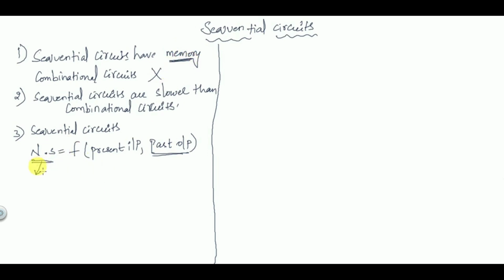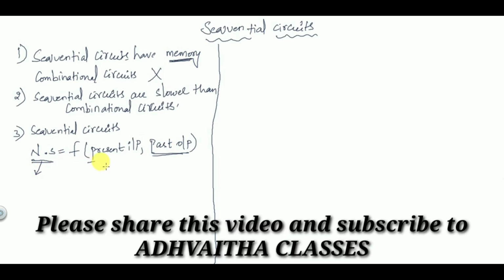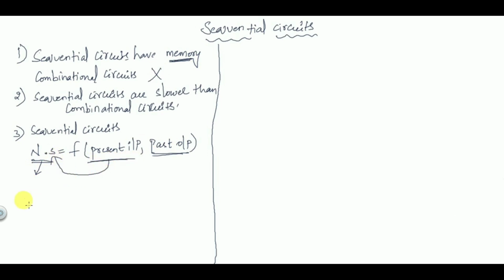So the next state is the output for the present input. For the present input, what is the output? It is called the next state. This next state output is a function of the present input, what inputs you are applying for the memory elements, and it is also a function of past outputs because they are already stored inside the memory elements. Right, so this is a very important point.